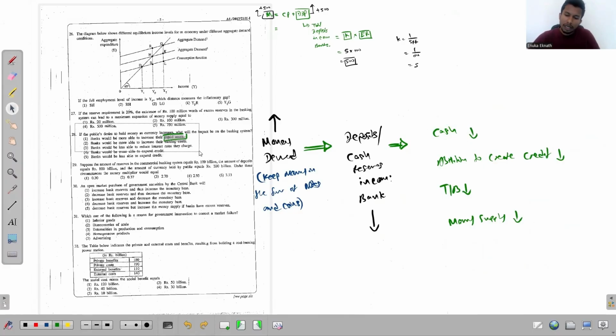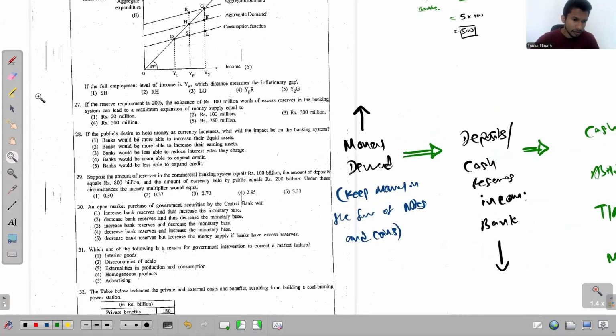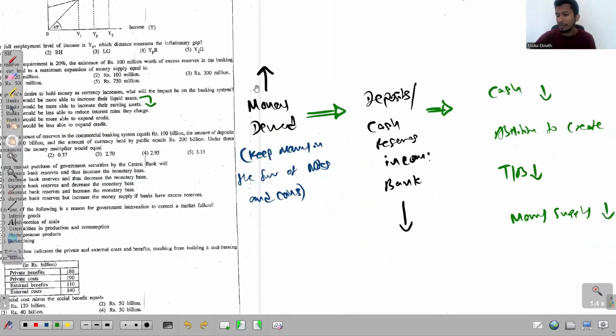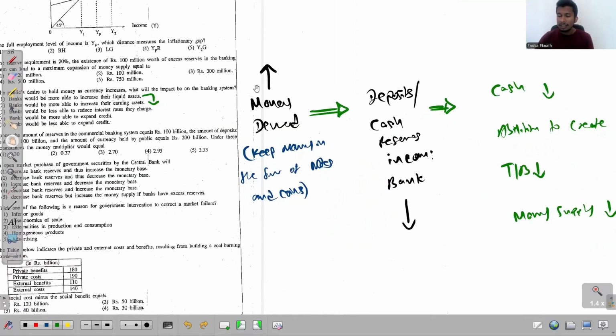If so, this is wrong. Right? If so, this is wrong because it says the opposite. Banks would be more able to increase their liquid assets. No, that will really decrease. The second one, banks would be more able to increase their earning assets. So under earning assets, you have different types of assets, even the loans and advances, the investments that you do in treasury bills, treasury bonds, all of these are included in earning assets.